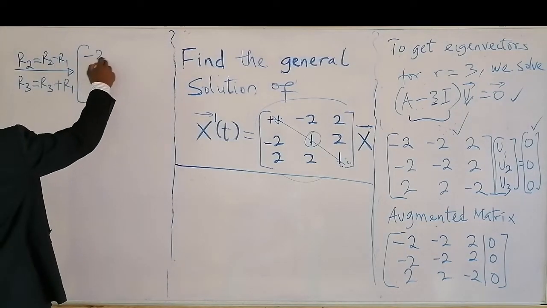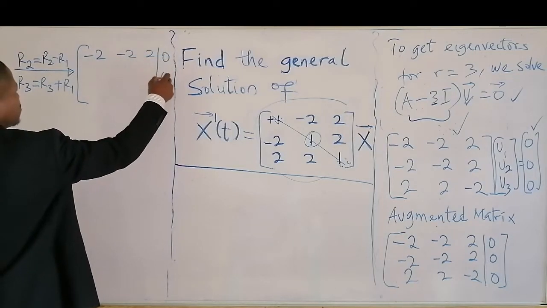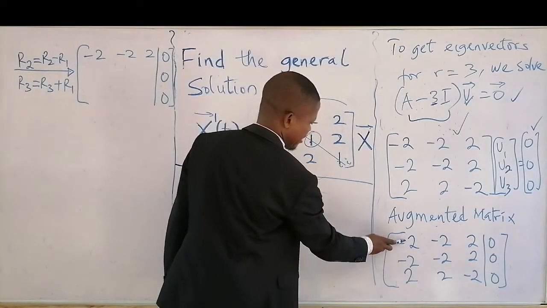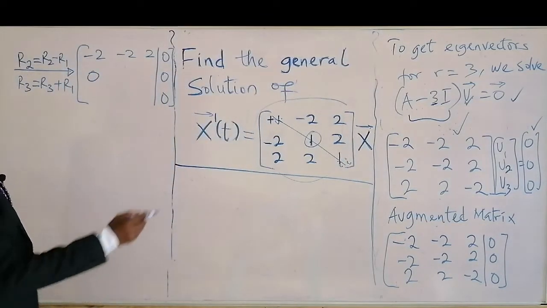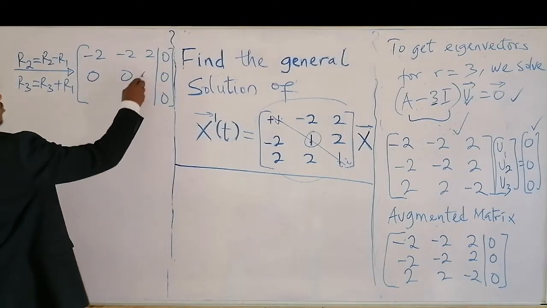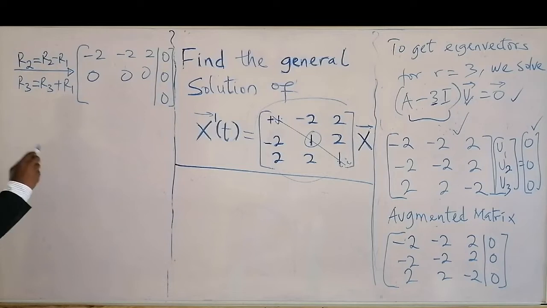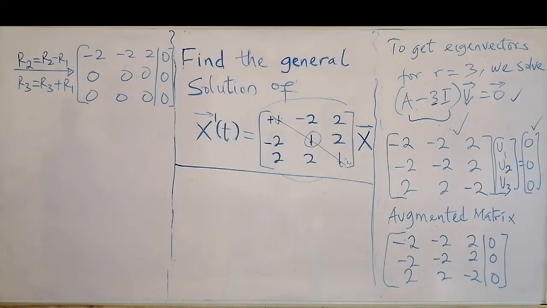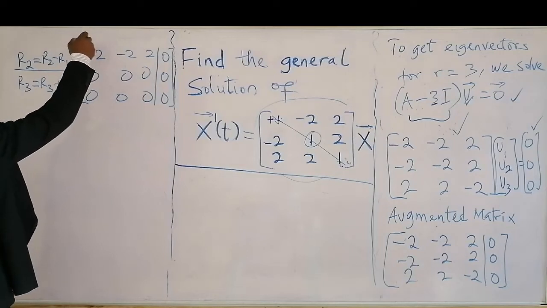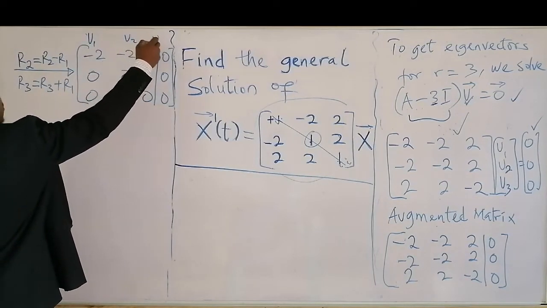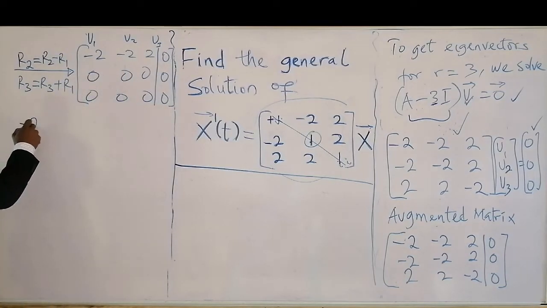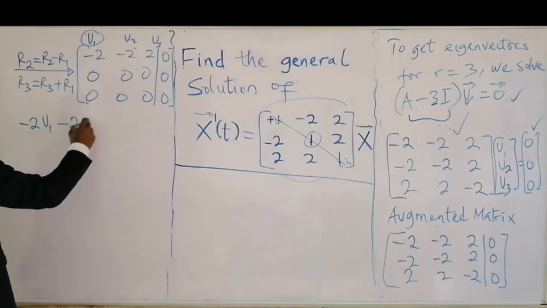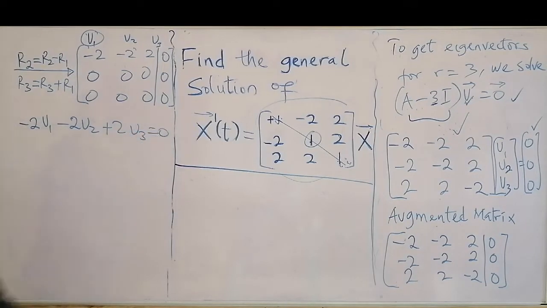And that will be minus 2, minus 2, 2, 0, 0, 0. Minus 2 minus 2, so it's 0. Second one also 0. Then 2 minus 2, 0. The third one also, we're adding row 3 plus row 1, this will be 0 also, 0 also. So that's what we have. Don't forget the first column is for U1, the second U2, the third U3. So for row 1, minus 2 U1 minus 2 U2 plus 2 U3 equal to 0.